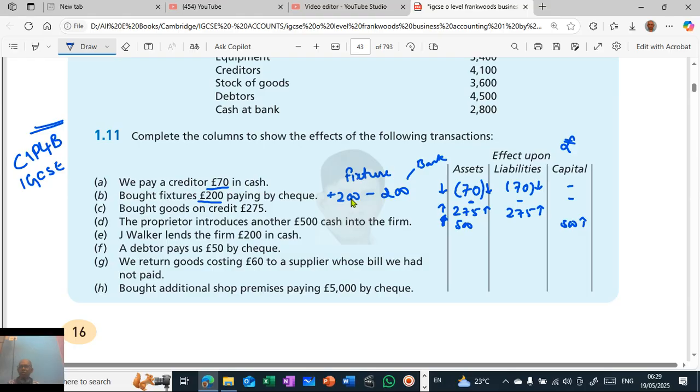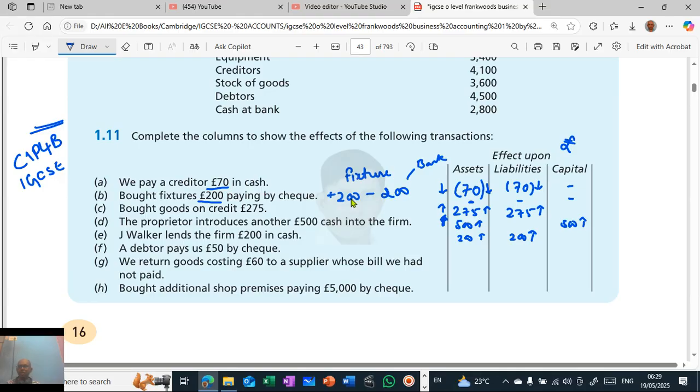J Walker lends the firm 200 in cash. So what is happening here? Walker is a lender who is giving, so it's a liability. Cash is increasing by 200. And there is a loan liability. If we take money from J Walker, we have to pay him back, right? So we have to pay him back 200. Interest is another issue, a different aspect, so we have to record it separately. But as of now, cash will increase and liabilities also will increase.